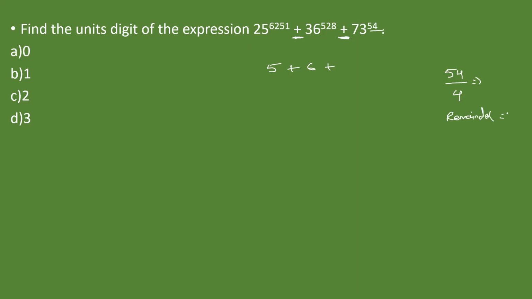Remainder we will get here is 2. That means 3 square is what? 9. So 9. 5 plus 6, that is 11. We will not consider that. Next, 1 plus 9, it is 10. So our answer here is 0.